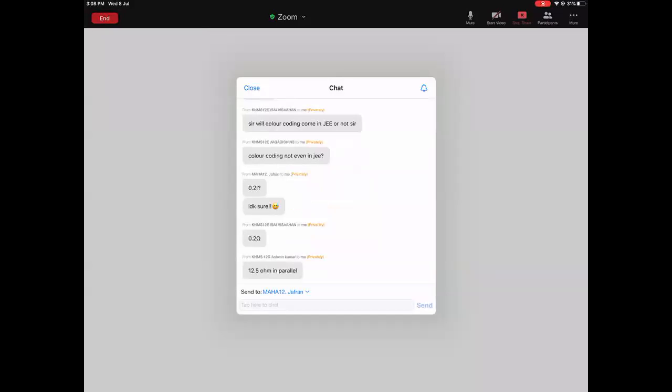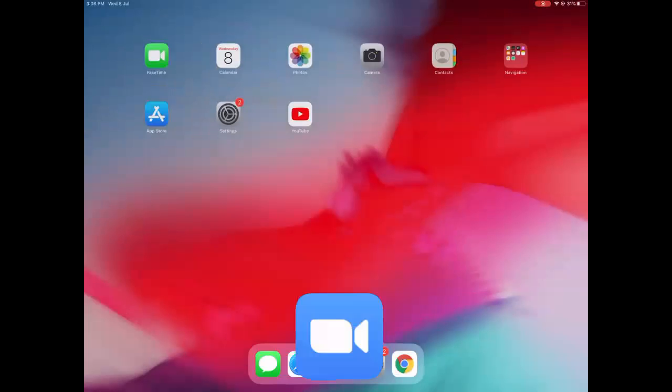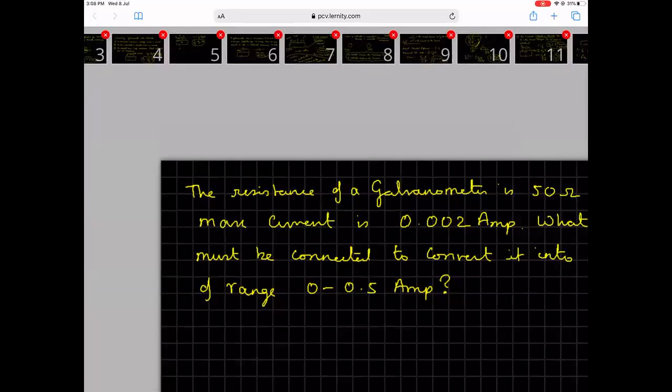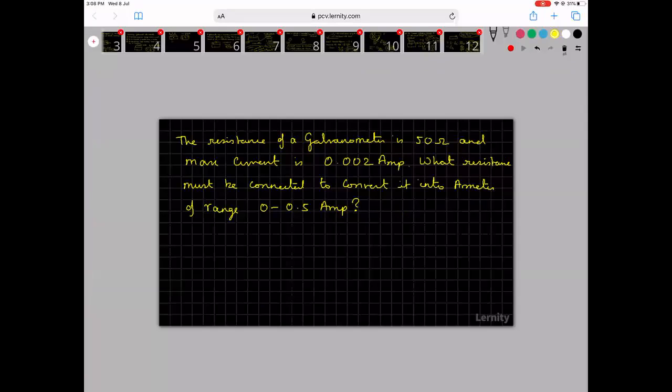Options are 200 ohms. Sorry, options, I don't know. I can do it for you. So I will work it out for you. Only 4 people have responded. So I will work it out for you.